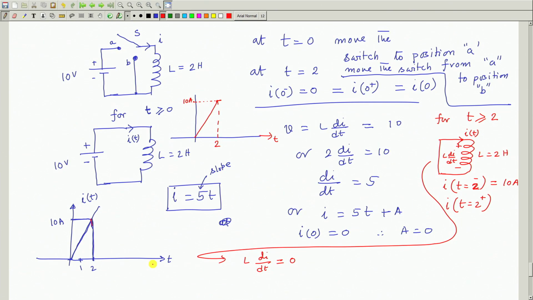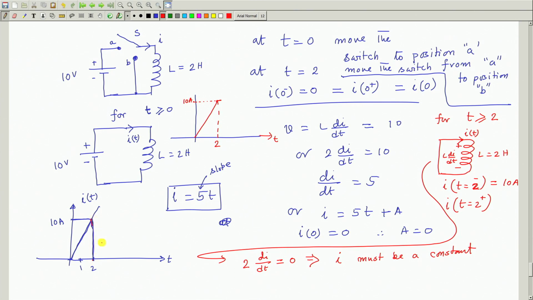If L di/dt is 0, then di/dt must be 0, which means that L times di/dt is 0, which implies that i must be a constant. This must be the constant. I must be constant, so for t greater than 2 second, I must be a constant. It will not change, and that thing has happened immediately after t equal to 2 second.